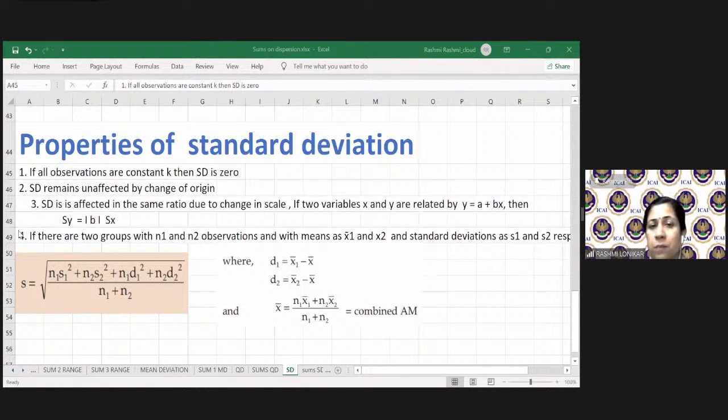Now, what are the properties of standard deviation? If all the observations are constant k, then the standard deviation is 0. What does this mean?